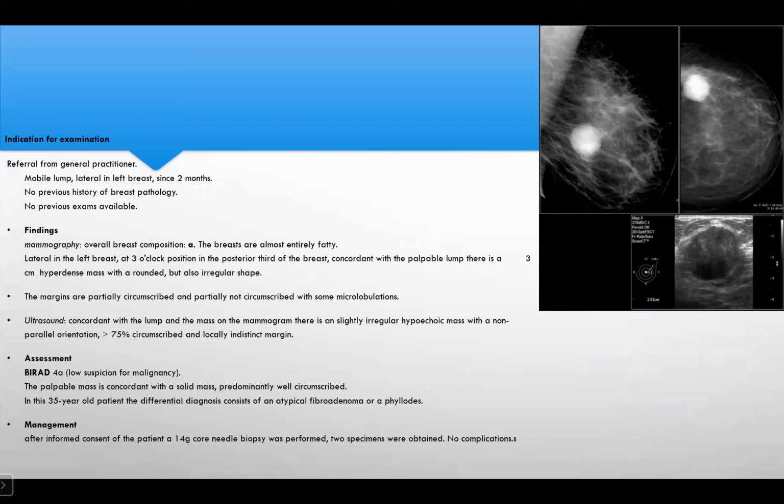It shows a slightly irregular hypoechoic mass with non-parallel orientation, so it is given BI-RADS 4A with low suspicion for malignancy, and the differential diagnosis is either atypical fibroadenoma or phyllodes. The 14-gauge core needle biopsy was performed without any complication.